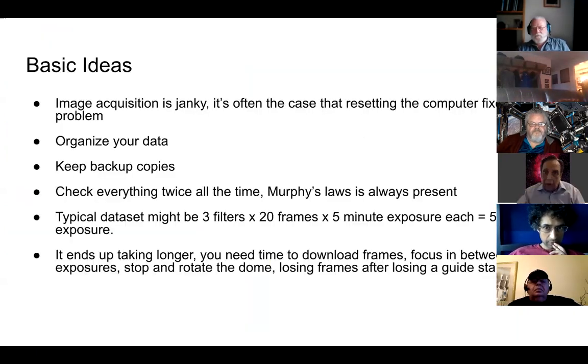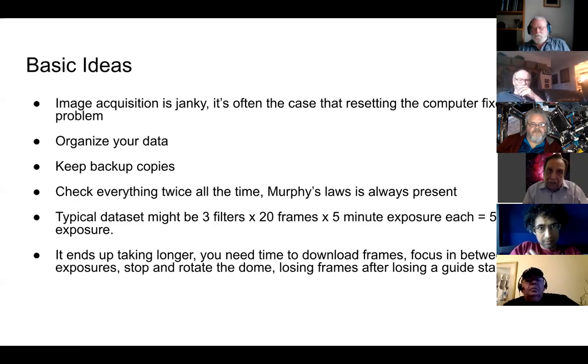So basically, I have to tell you right from the beginning, it's a boring thing, but if you have interest in it, you can make it very interesting. The exposure and image acquisition is a janky thing. It's often the case, because sometimes your computers don't work properly.